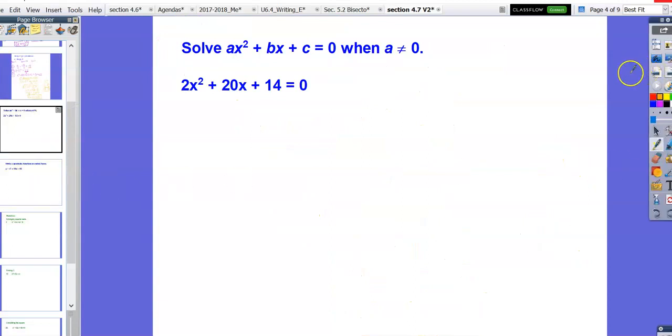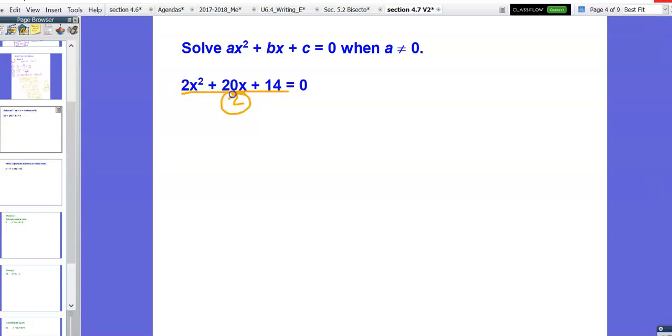How do we handle this when we do not have just 1 in front of the x squared? If you can, factor out any greatest common factor that you can. So I see 2x squared plus 20x plus 14 equals 0. All of these are even numbers, so we can factor out a 2. And then you can divide both sides by 2 so that it goes away, and then you don't really have to worry about it.